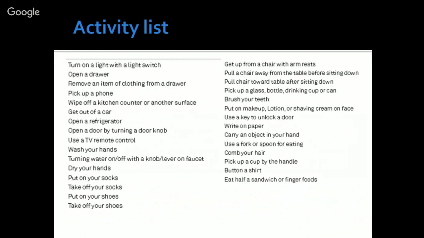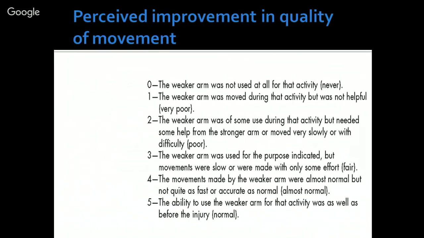Now, the patient is asked to tell how much he perceives that he uses his affected arm for these activities, and what's the quality of it. The quality is scored on a scale from 0 to 5, where in 0, he does not use the arm for any activity, the weaker arm. And he slowly starts using it and it is beneficial. So in 1, the patient tried using it, but it was not helpful.